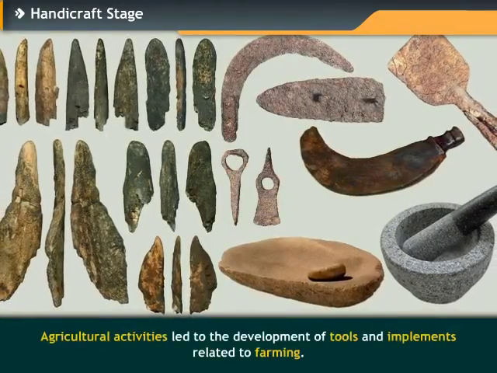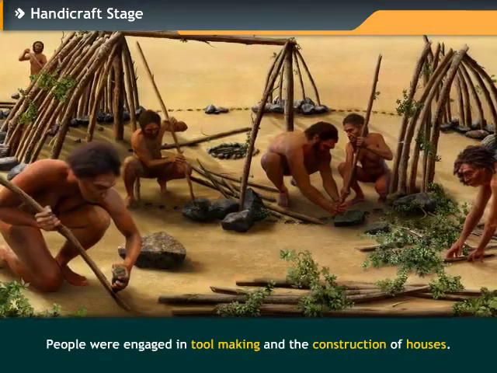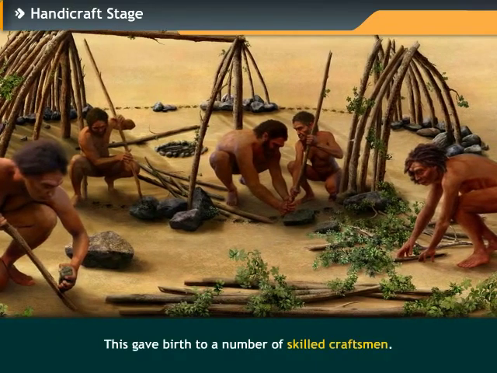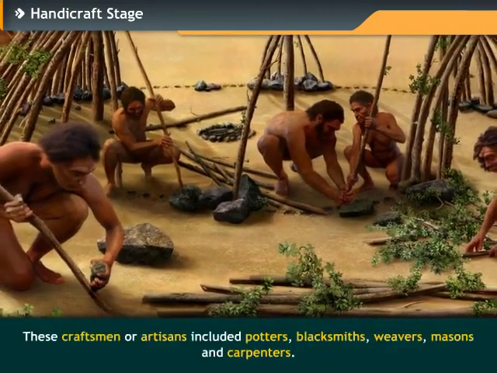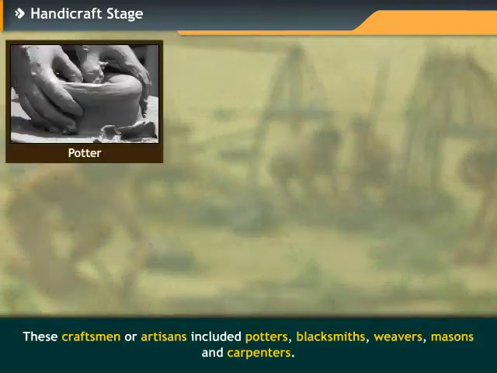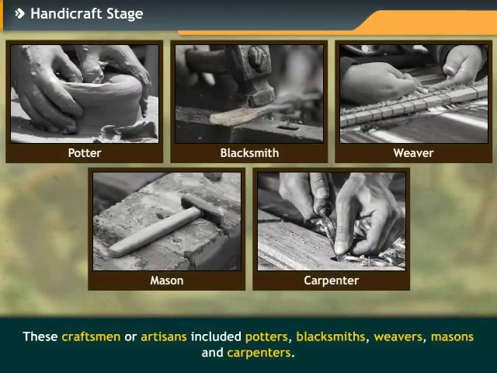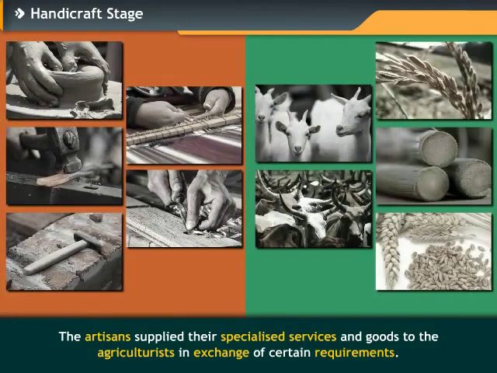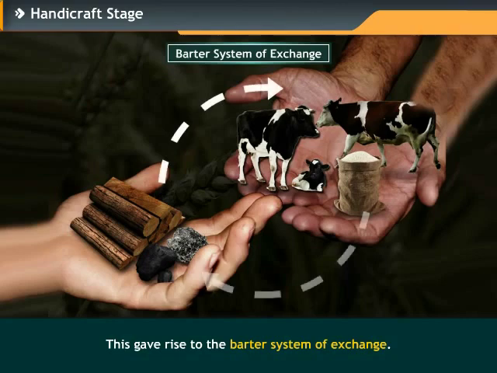Agricultural activities led to the development of tools and implements related to farming. People were engaged in tool making and the construction of houses. This gave birth to a number of skilled craftsmen. These craftsmen or artisans included potters, blacksmiths, weavers, masons, and carpenters. The artisans supplied their specialized services and goods to the agriculturalists in exchange of certain requirements. This gave rise to the barter system of exchange.